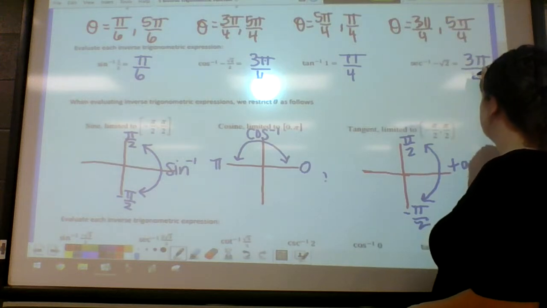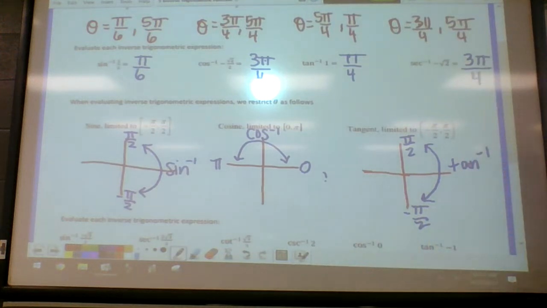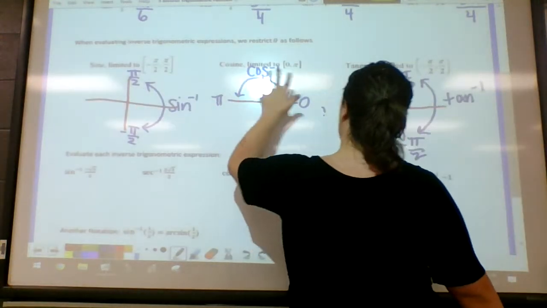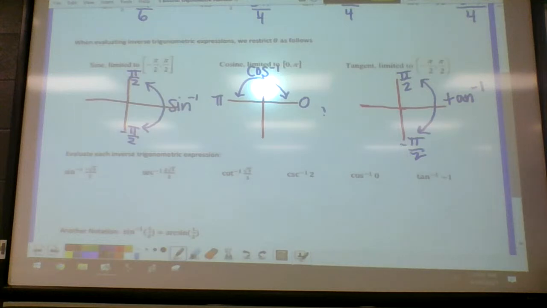So we have these restrictions going on. So if I give you an equation to solve and I say, hey, find where this is equal to this between 0 and 2 pi, you're going to give me both answers, right? Both answers. If I say specifically, hey, find sine inverse or cosine inverse or tangent inverse, you're only going to give me one answer, all right? Just one.